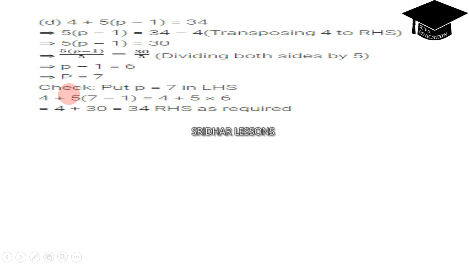Okay. How will we check? We will check, put p is equals to 7 in the left hand side. Here 4 plus 5 into 7 minus 1. That means 4 plus 5 into 6 is 30. So 4 plus 30, which is equals to 34, is equals to right hand side as required.